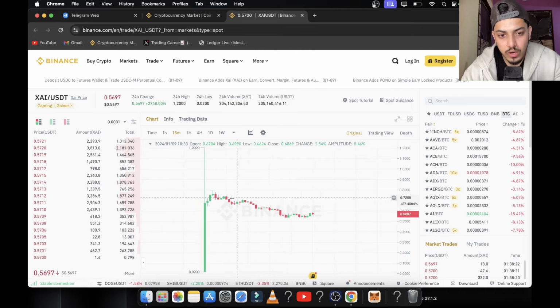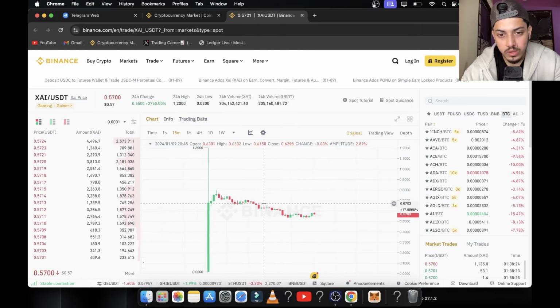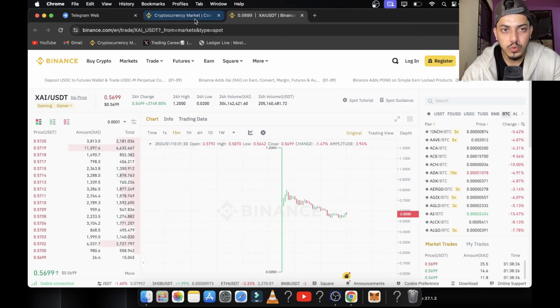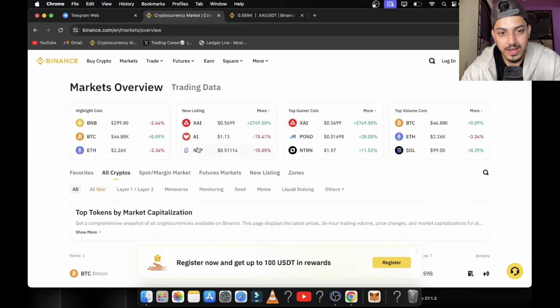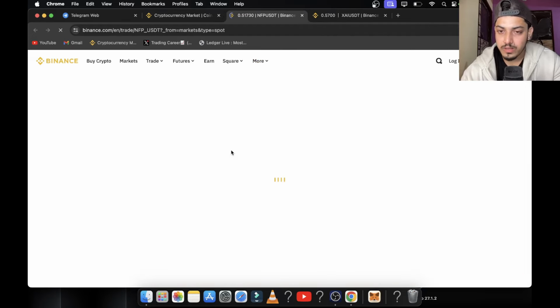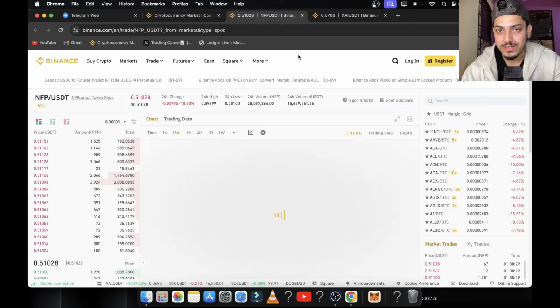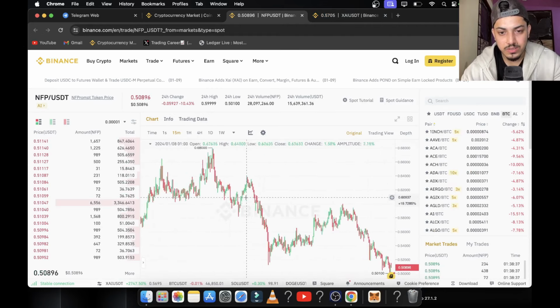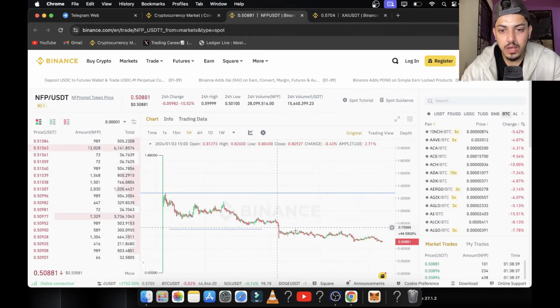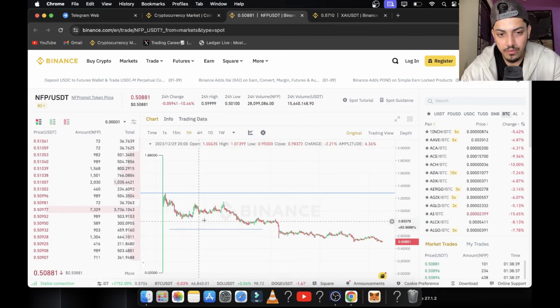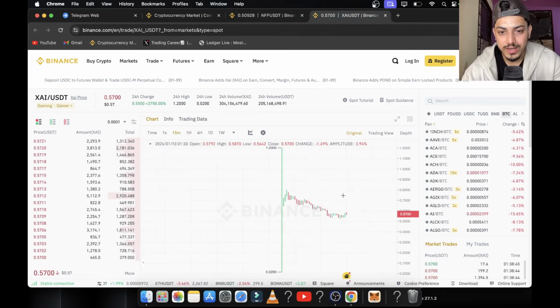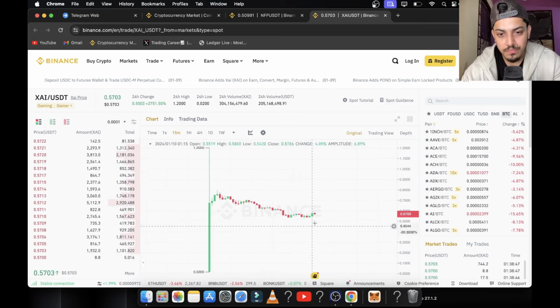Okay, now what's going on? It's making lower lows, along with other coins in the market, like AI and NFP. All these coins are in the same situation. Guys, hold on, don't buy XAI right now. I'll let you know when to buy. The one thing you'll find in common in them is that they are in a downtrend. The same goes for XAI, it's in a downtrend as well.